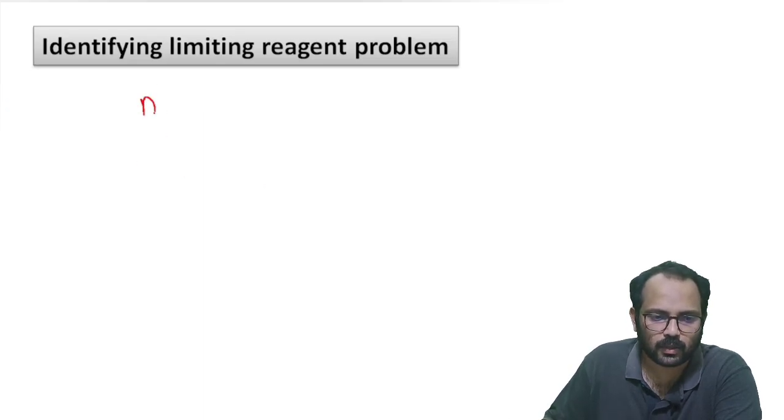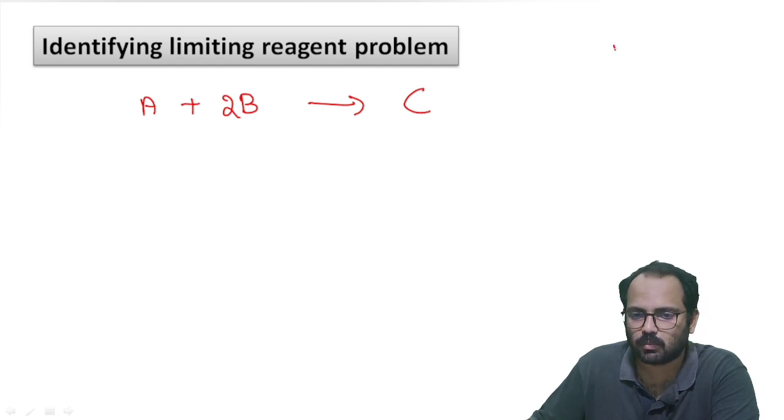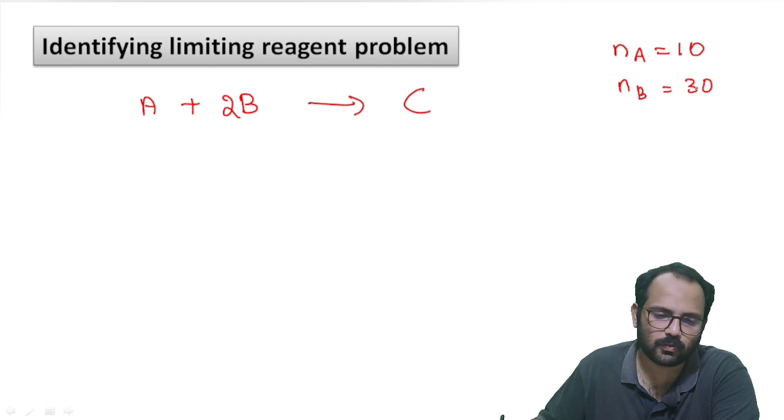So again, I'll make it clear for you. A plus B gives you C, and here let's say A plus 2B gives you C. And the number of moles of A they have given us is 10, and the number of moles of B they have given us is 30. Fine.